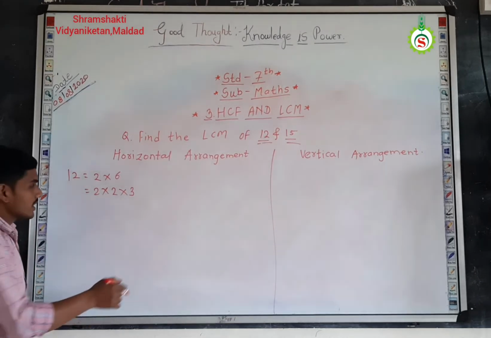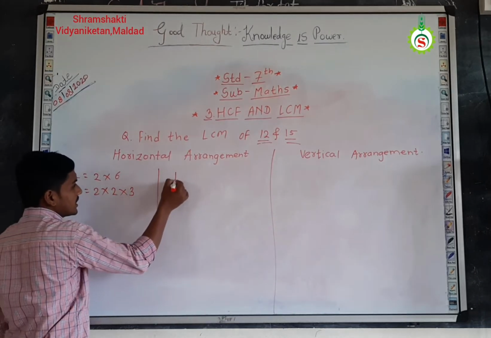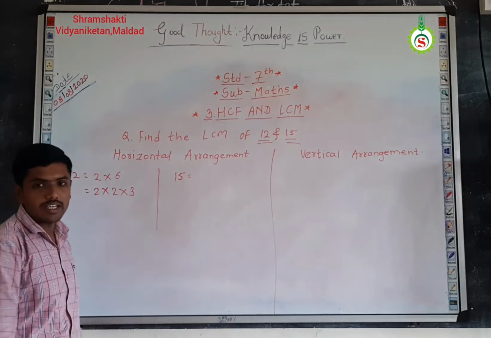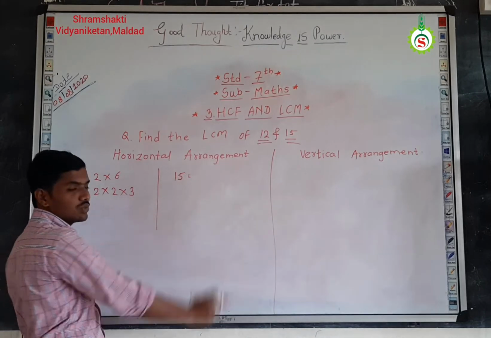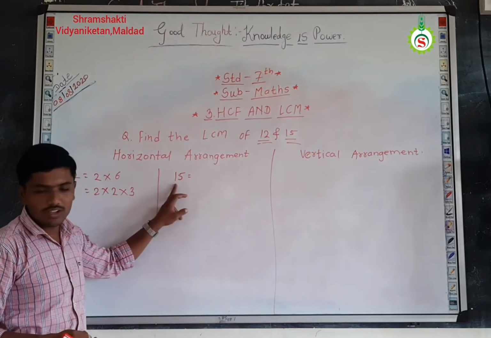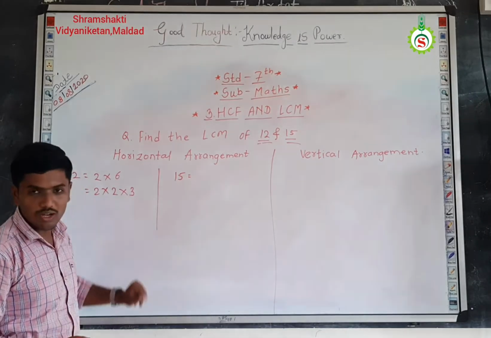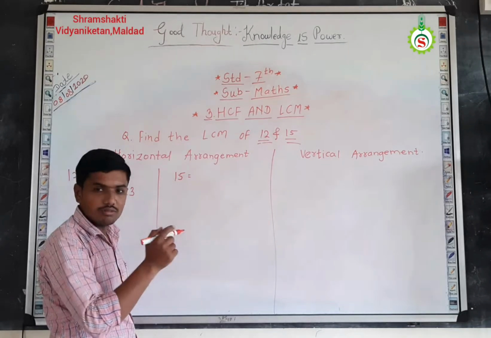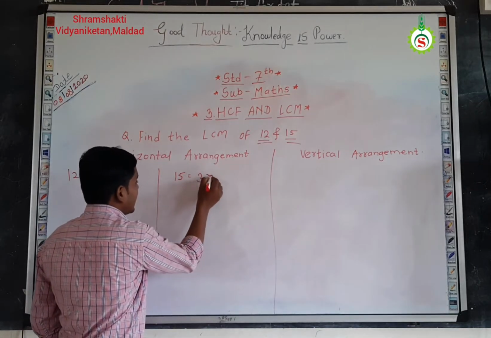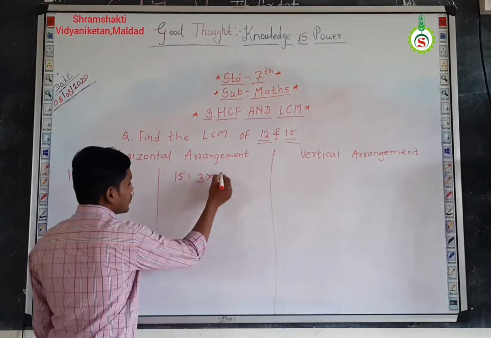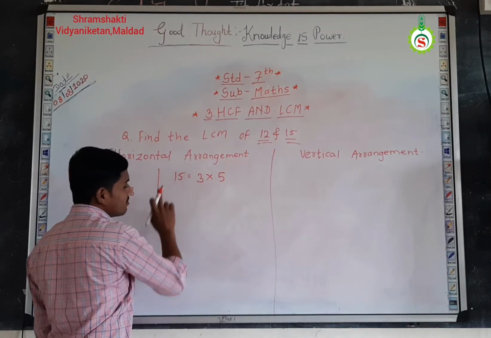So the factors of 12 are 2, 2, 3. Now the next number is 15. I have to take the factors of 15. Which is the smallest number that will divide 15? Obviously not 2, because 2 cannot divide 15. So which is the smallest number after 2? 3. So 3 can divide 15. If I divide 15 by 3, the answer is obviously 5, because 3 fives are 15.